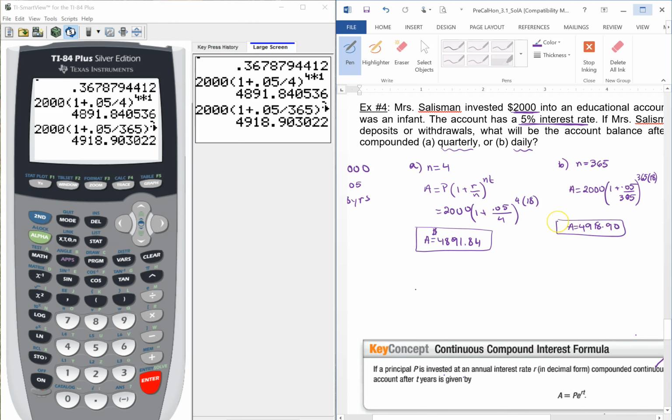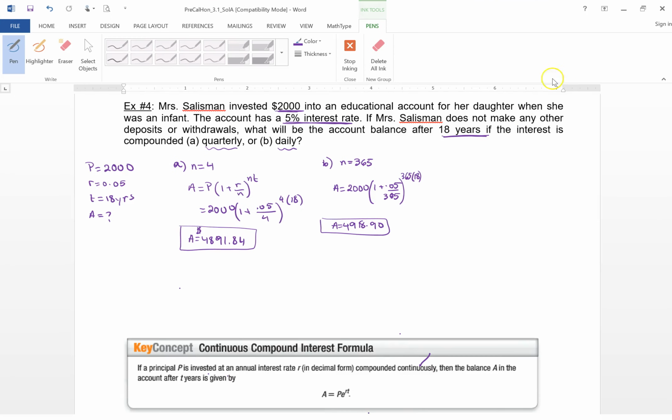So what happened? In the one case, the bank was paying her interest 4 times a year, and she got $4,891, and now they're paying her interest every single day. And how much more money does she have after the 18 years? $20. It's barely like $30. Okay? Right. So why? Because as this number goes to infinity, what's supposed to happen? It's supposed to level off.